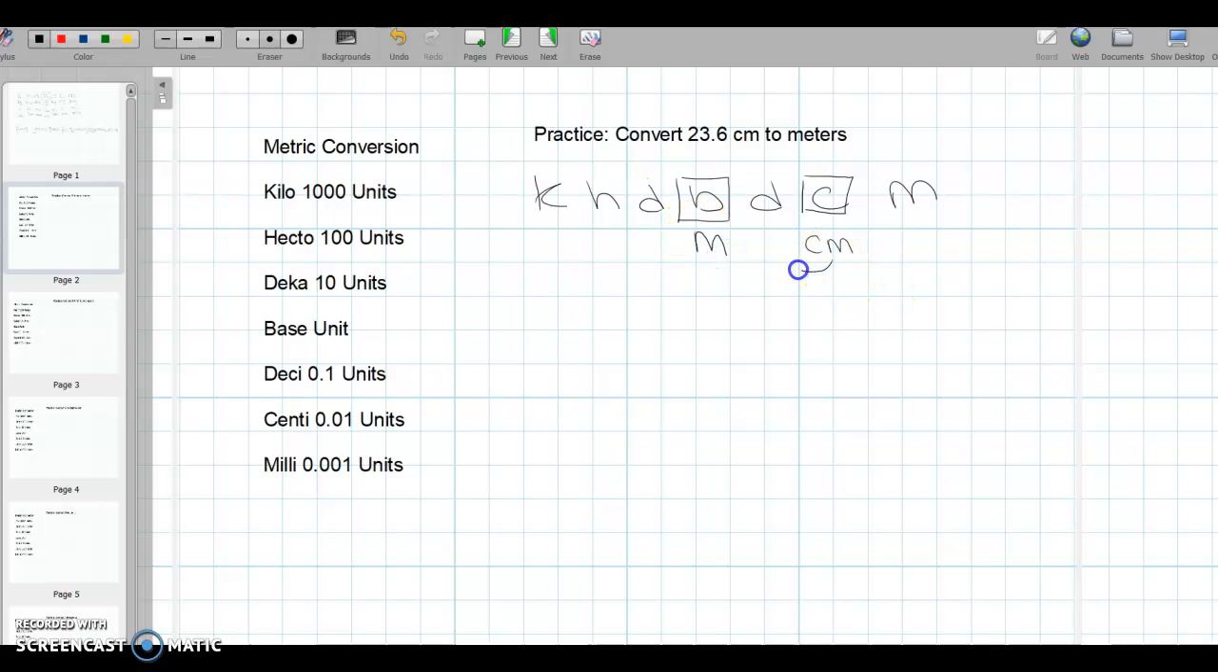So this tells us how many points we need to move the decimal, okay? So if we have 23.6 centimeters, we're moving this way towards our base unit. That means we need to move our decimal twice this way. So you get 0.236 meters. Okay, that would be our answer in meters. Let's try another one.